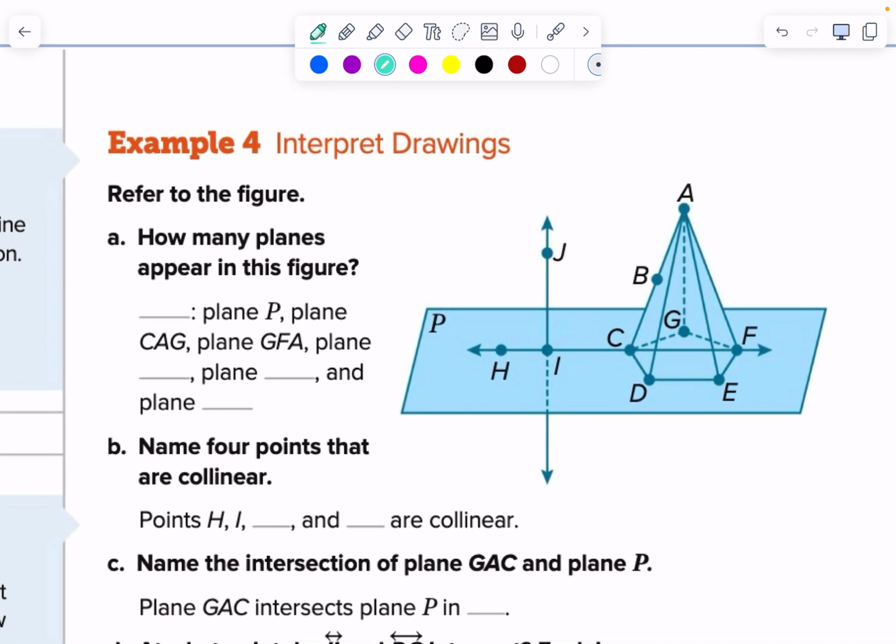Okay, now this is where it gets a little bit difficult, because if you cannot see 3 dimensions on this 2-dimensional sheet of paper, it's going to be a little bit harder for you. Do you see that this is like a tent coming out of the page? Can you see that? It's a little harder for people if they can't visualize that. All right, how many planes appear in the figure? Part A.